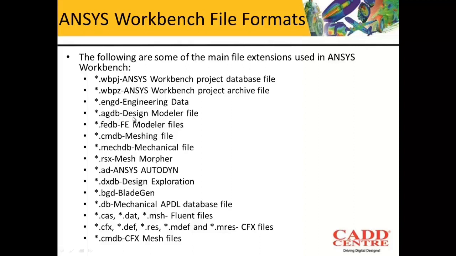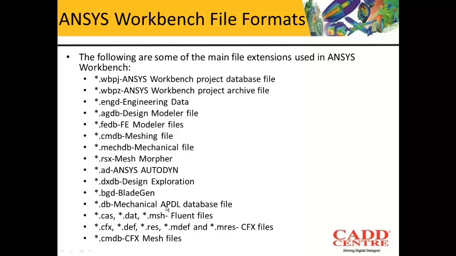Then we have the .agdb extension, which is for the design modeler file. Then we have .fedb, which is an extension for FE modeler files. .cmdb, which is an extension for the meshing file. .mechdb, it is mechdb, which is an extension for the mechanical file. .rsx, which is an extension for mesh morpher. .ad, which is an extension for the Ansys autodynamic file. .dxdb, which is an extension for design exploration file. .bgd, which is an extension for BladeGen file.